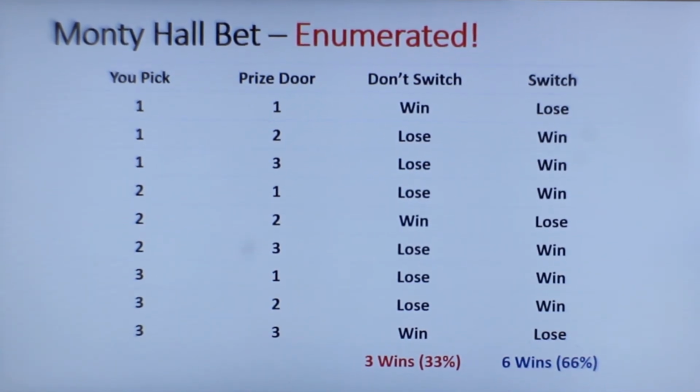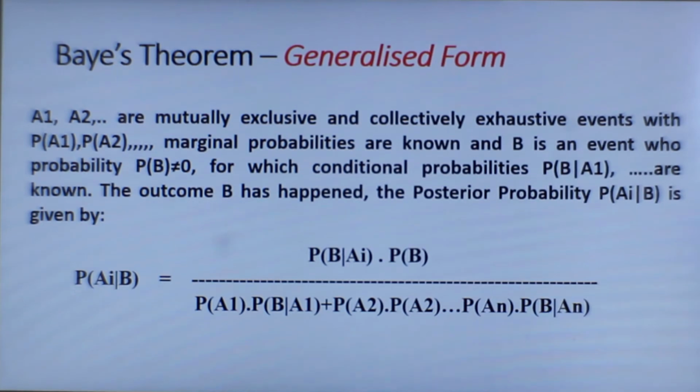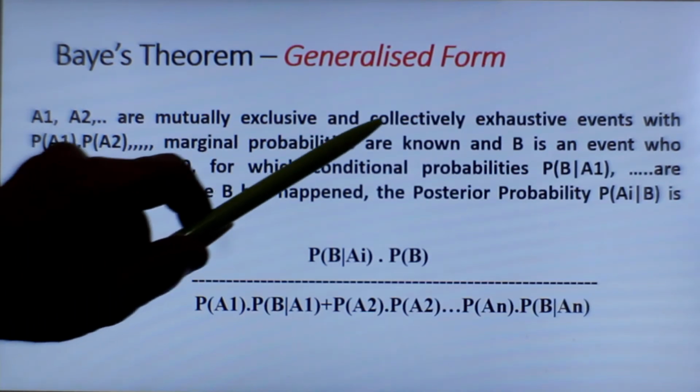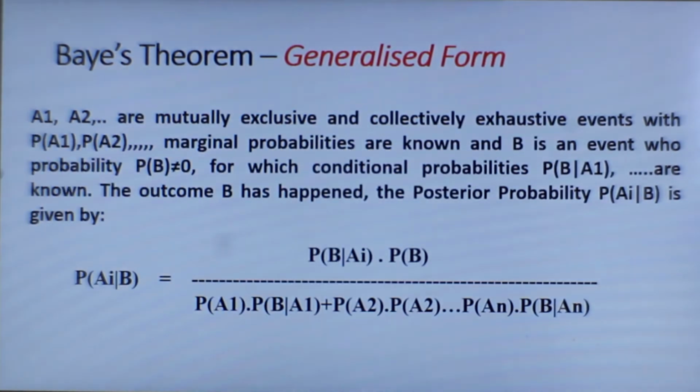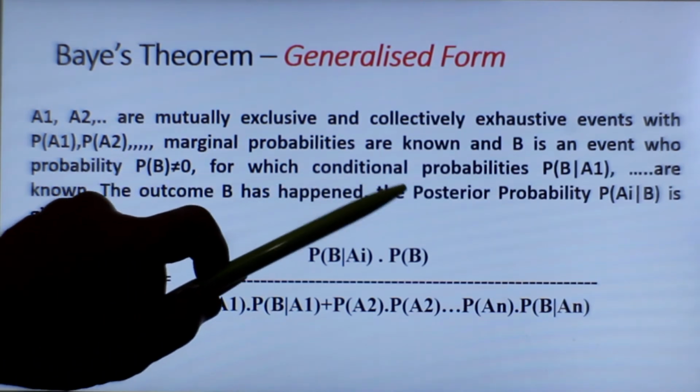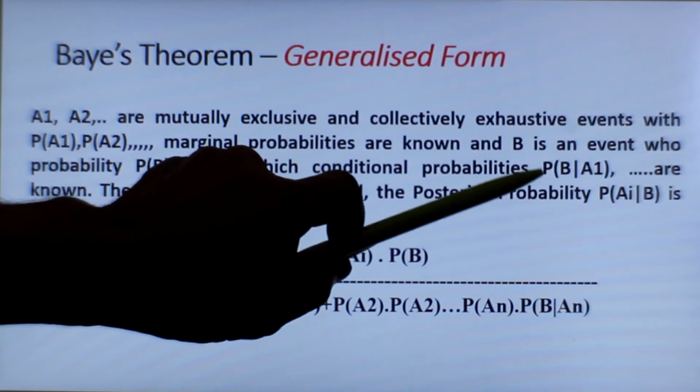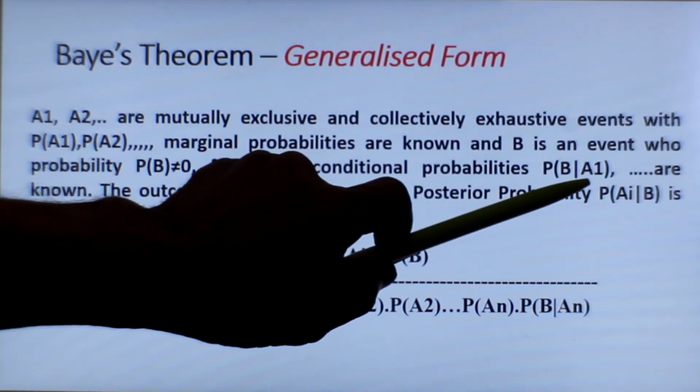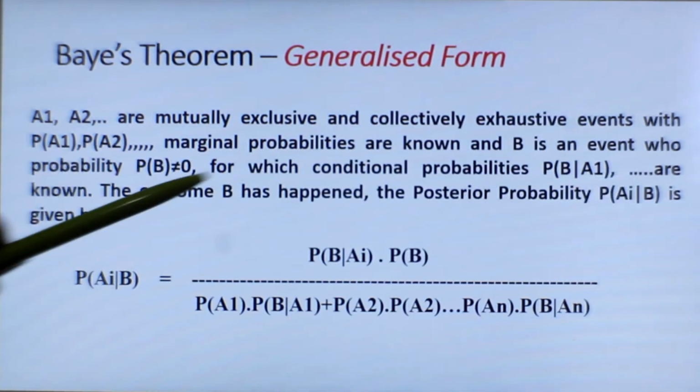Now we will move on to Bayes' theorem, and let us understand Bayes' theorem as a generalized form. A1, A2 are mutually exclusive and collectively exhaustive events with respective probabilities P of A1, P of A2, etc. They are all marginal probabilities and are known. And B is an event whose probability is not equal to 0, for which conditional probabilities are known, like probability of B given that A1 has occurred, probability of B given that A2 has occurred, etc.